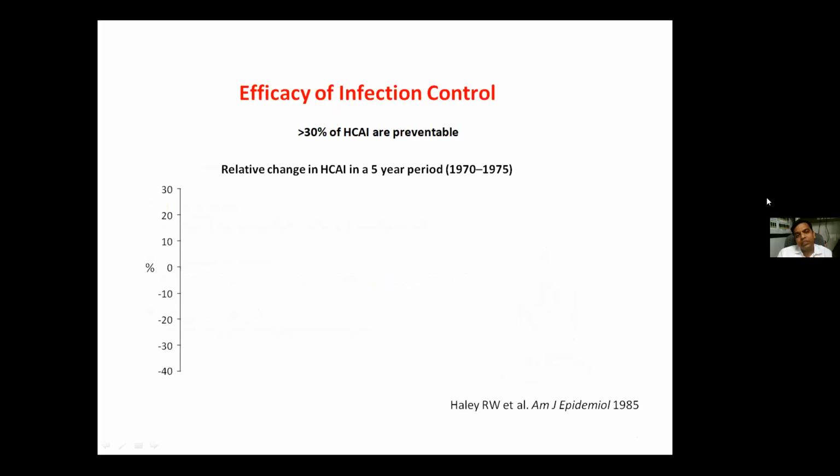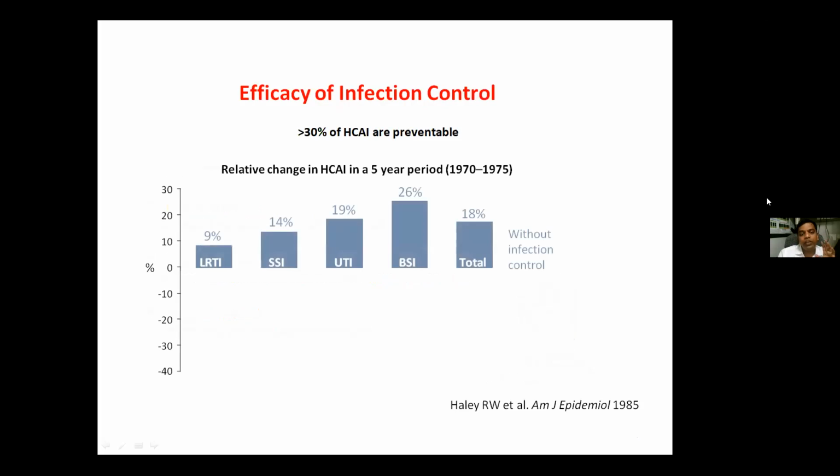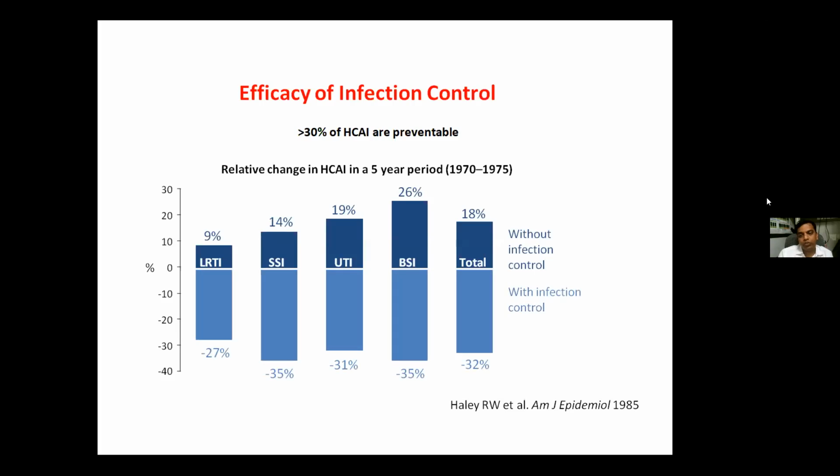Let us consider this study which was done between 1975 and 1978. It was very old, but the conclusion is very important. It was observed that without infection control, the incidence of infection was about 9 to 18% to 26% in BSI. But when infection control measures were applied, there was a drastic decrease in healthcare associated infection. About 25 to 35% was the reduction in healthcare associated infection simply by implementation of proper infection control measures.